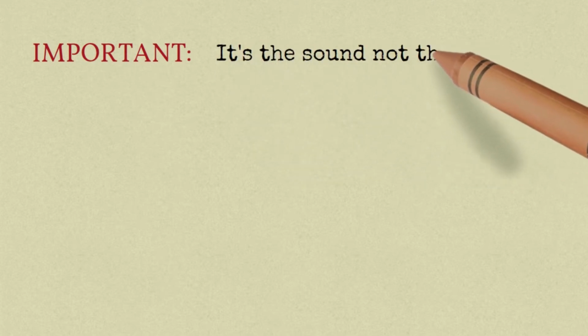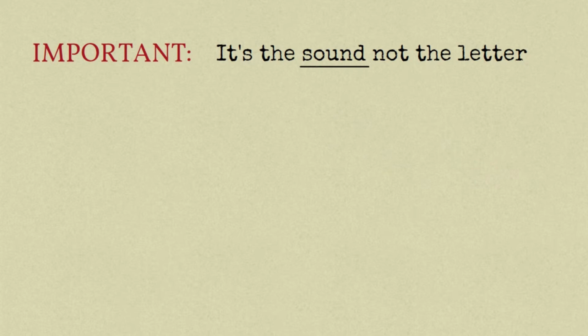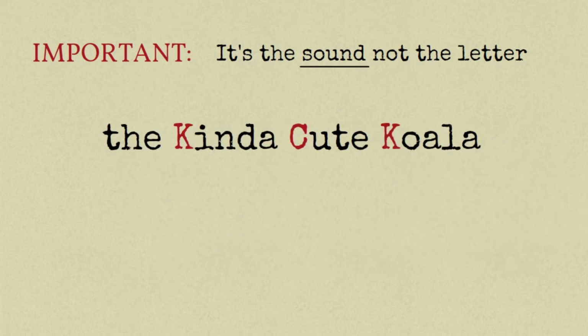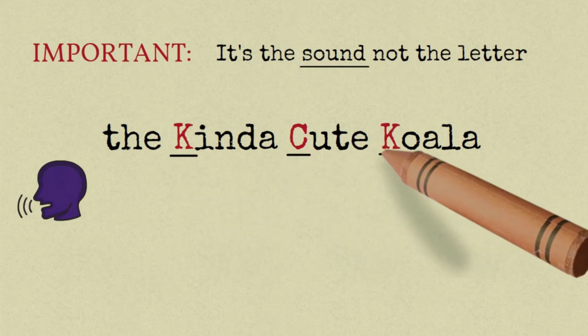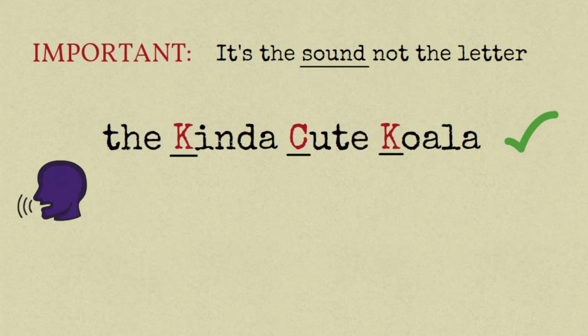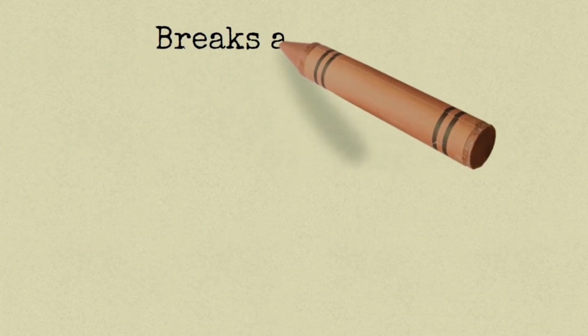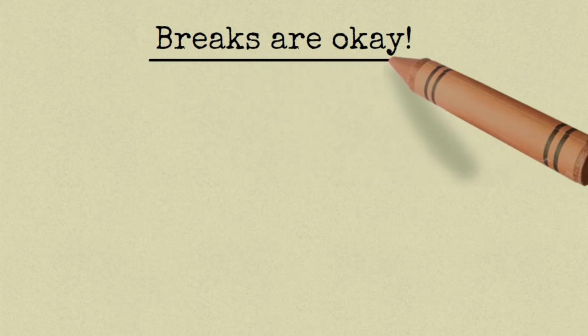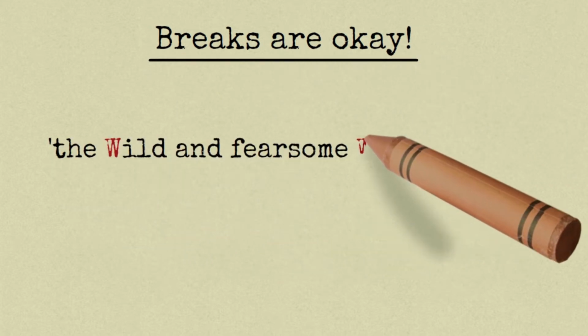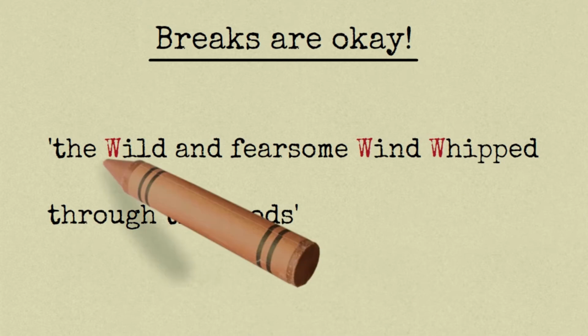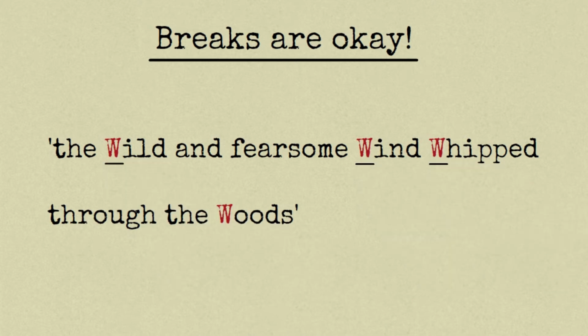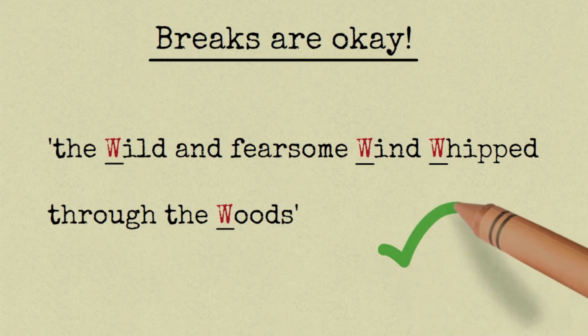It's important to mention that alliteration is about the consonant sound rather than the actual letter. So for example, the kinda cute koala still has an alliterative effect with the mutual k sound, even though the letters are different, whereas the words coffee and choice are not alliterative, even though they both start with a C. The words also don't have to be immediately next to each other. If there is a break in between them, for instance, the wild and fearsome wind whipped through the woods, the words beginning with w are close enough together that the effect is still there.